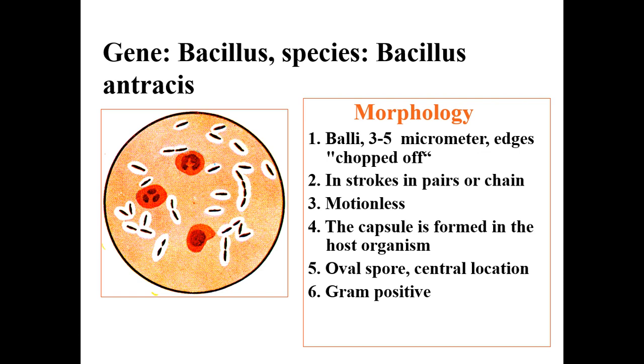Bacillus, species Bacillus anthracis. Morphology of Bacillus anthracis: bacilli about 5 micrometers with square-cut edges, arranged in pairs or chains, non-motile. The capsule is formed in the host organism, with an oval spore in a central location, and it is gram positive.